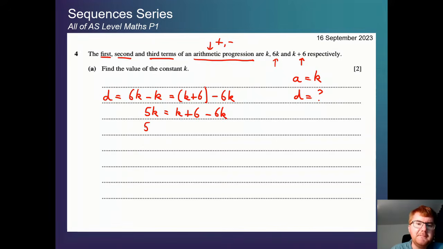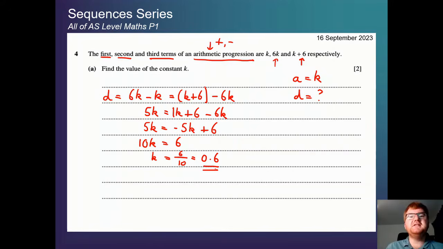So if we do a little bit of simplification here, k minus 6k, or almost 1k minus 6k, is minus 5k. Again, this is just a straightforward equation. We're going to add 5k on both sides, so we get 10k is equal to 6, and therefore k is equal to 6 over 10, also known as 0.6. So with this kind of question, again, we're using that same idea: if you want to work out the common difference, second term minus first term or third term minus second term will do the job here.